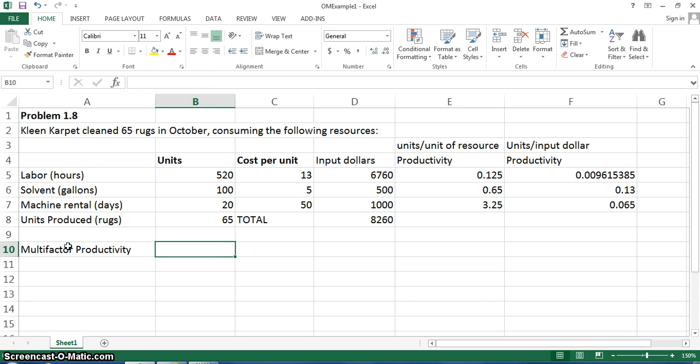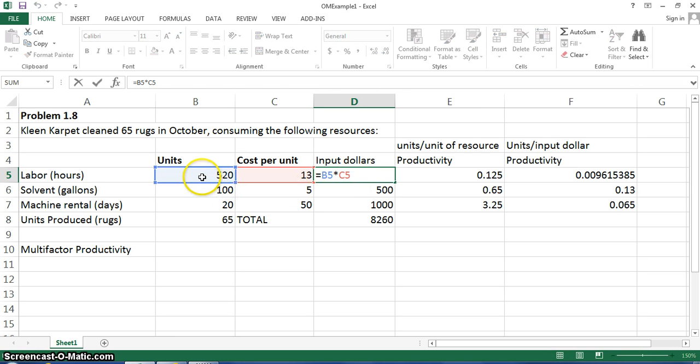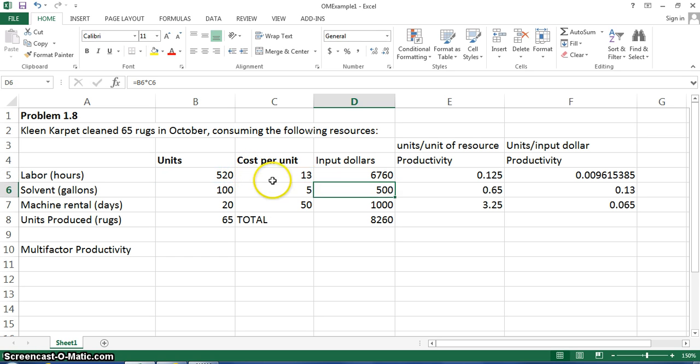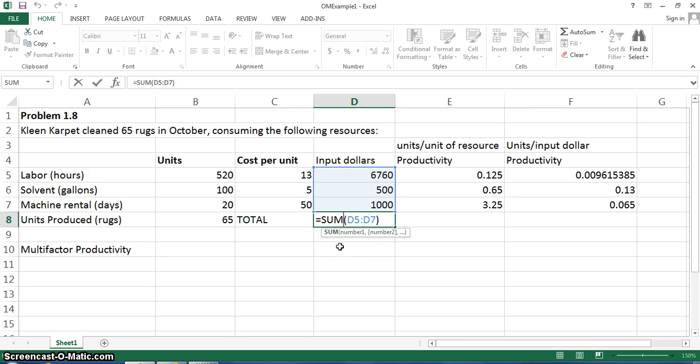Now we can calculate multi-factor productivity. The thing that will simplify this calculation here is that the input dollars have already been calculated for each of the resources. So we just need to take advantage of that calculation. Recall that the input dollars, for instance, for labor, were the units of labor or hours times the cost per unit. And a similar calculation was made for each of the resources, and then this was summed up here in cell D8.